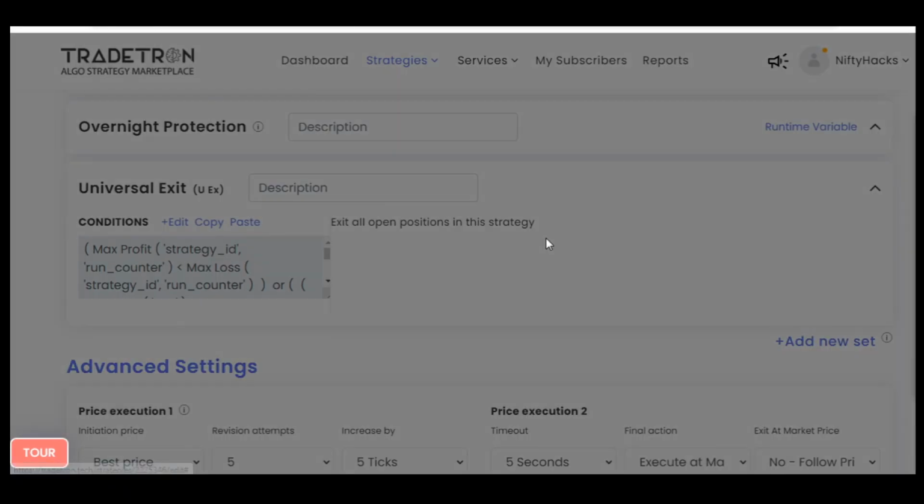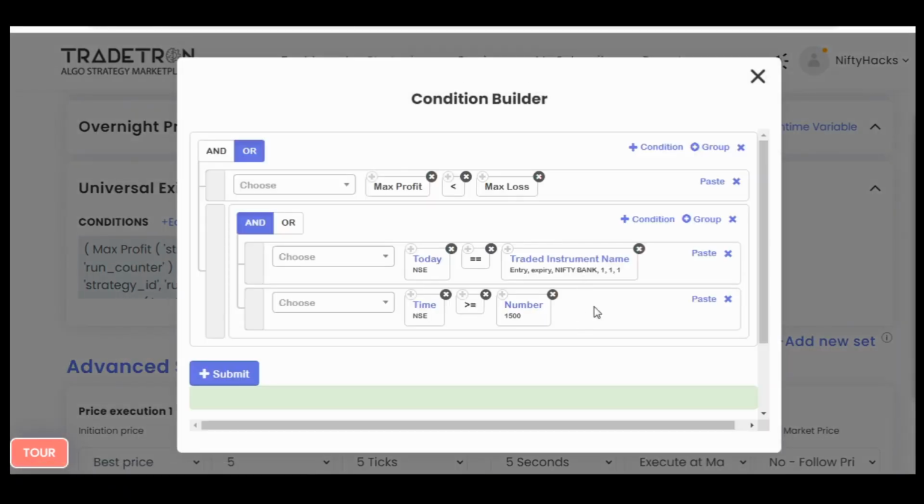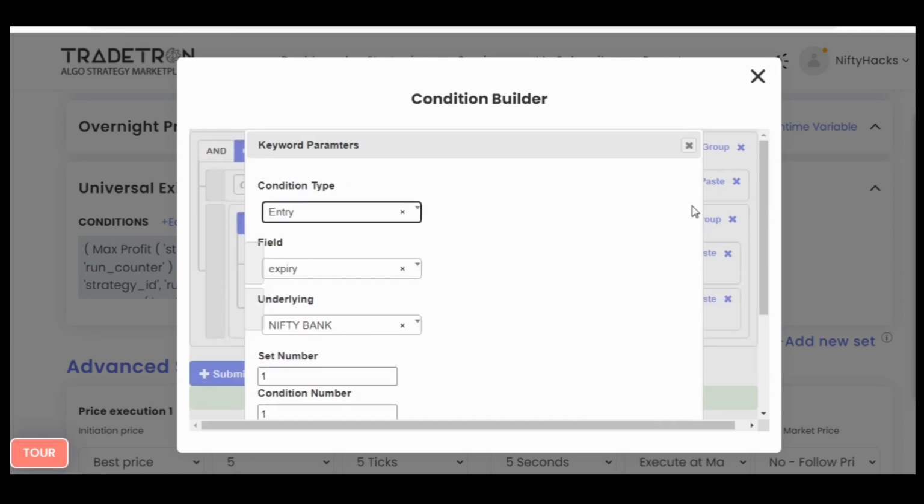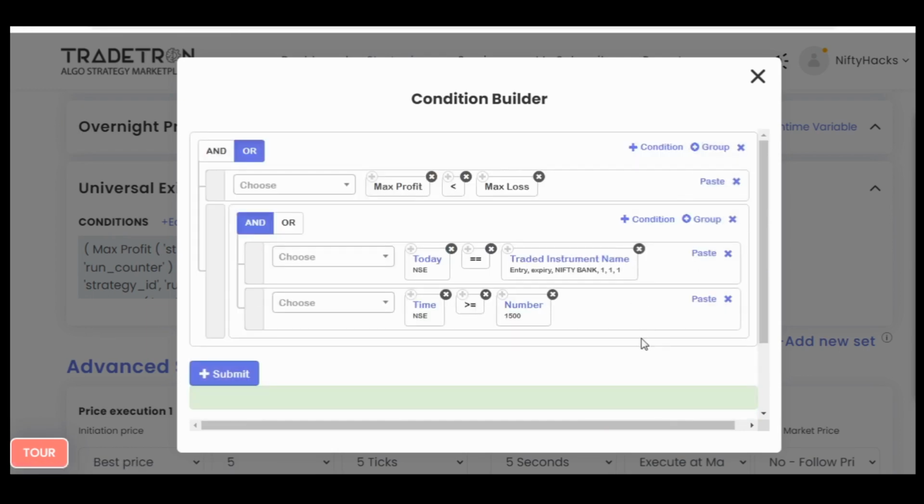And in universal exit, we are simply exiting on the expiry day of the hedge, right? So that's why I have selected entry expiry 111, which is the expiry day of the hedges. If you guys use current week expiry here, then as we all know, we are entering on the expiry day itself for next week expiry, but the condition today is equal to current week expiry will get fulfilled on the entry date also. So that's why you need to select traded instrument name entry expiry 111, rather than current week expiry. And time is greater than 3, so after 3 PM you want to exit.